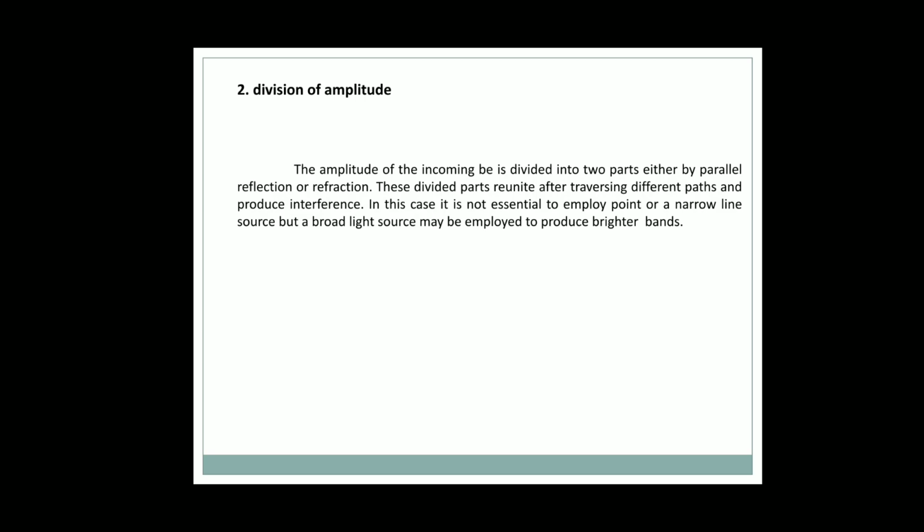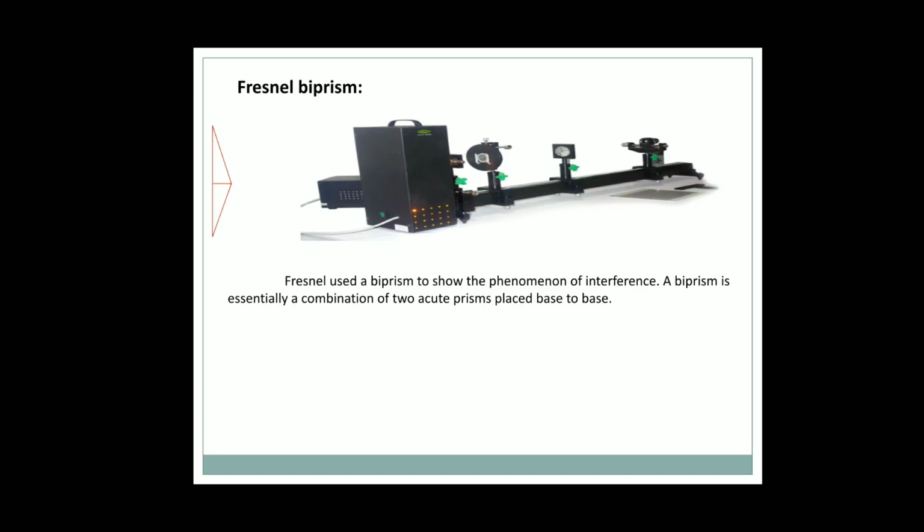In this case, it is not essential to employ a point source, but a broad light source may be employed to produce brighter bands. By using division of amplitude, we can see interference patterns in the Newton's rings experiment, Michelson interferometer, etc. And what is the Fresnel biprism, and how can we determine the wavelength of light?